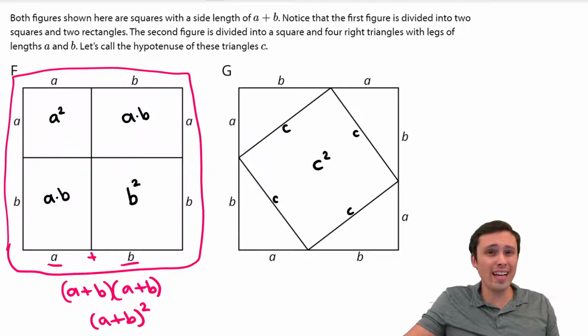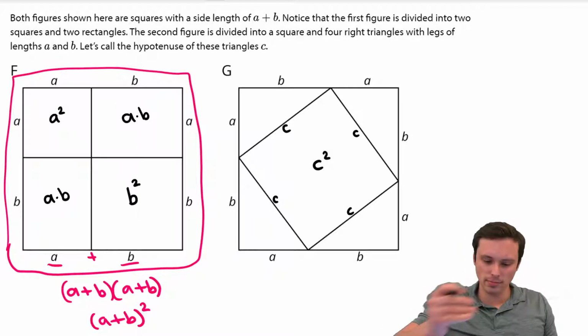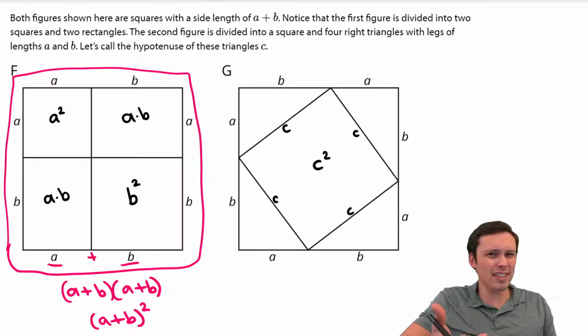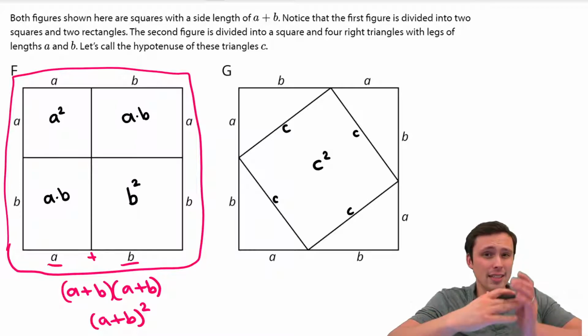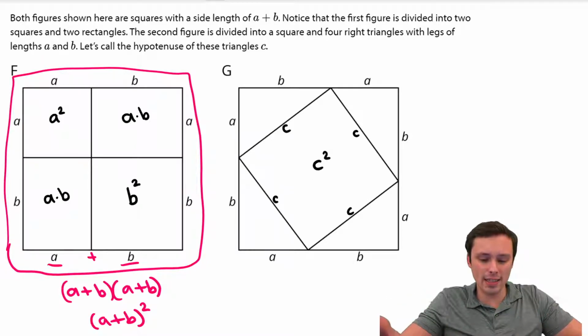Well, we have a whole bunch of identical right triangles. What would be the area of each of those right triangles? Well, how do you find the area of a triangle? Don't you do the base times the height and then divide it by 2? They're half of a rectangle.